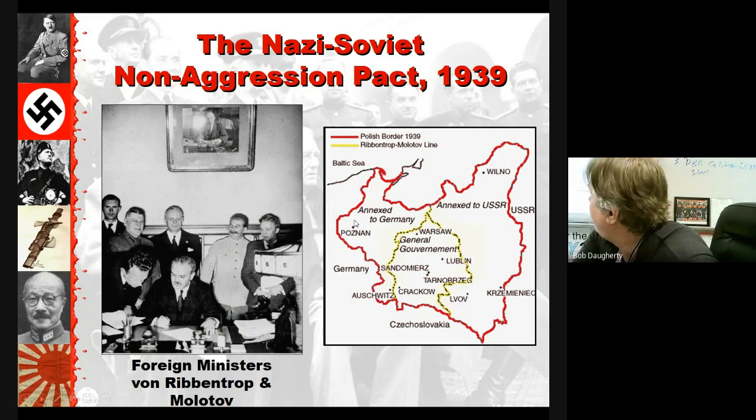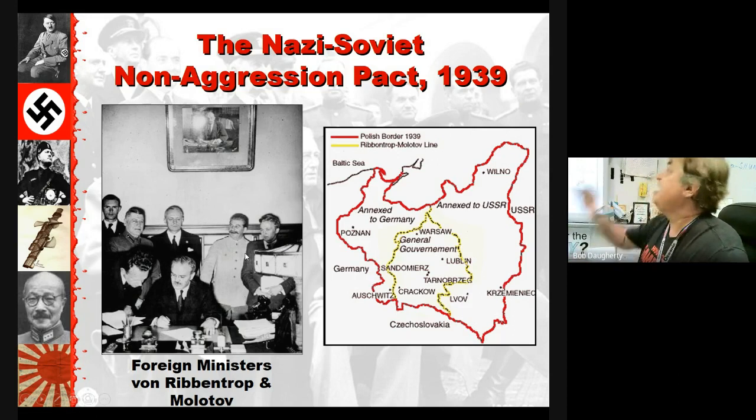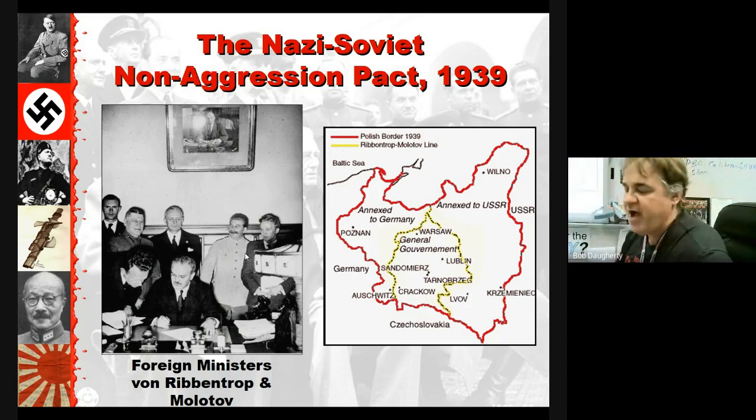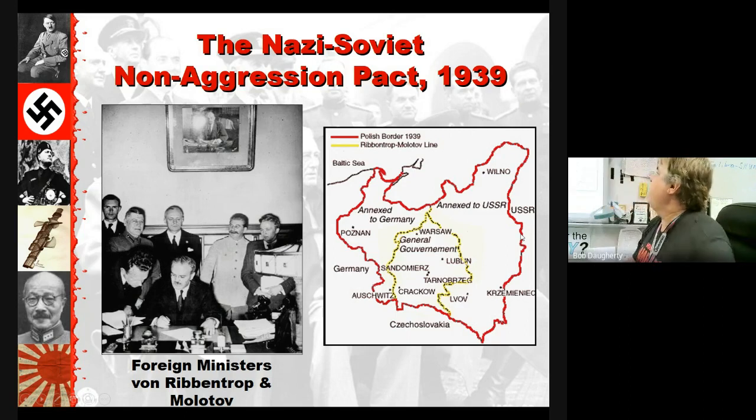What they announced, y'all, was that they had agreed to a non-aggression pact. They would not attack each other for 5 years. Well, of course, Hitler breaks that after about 2 years. But what they secretly agreed to, y'all, was that they would attack Poland and they would divide it up between them. Germany would get the West and they would get that.